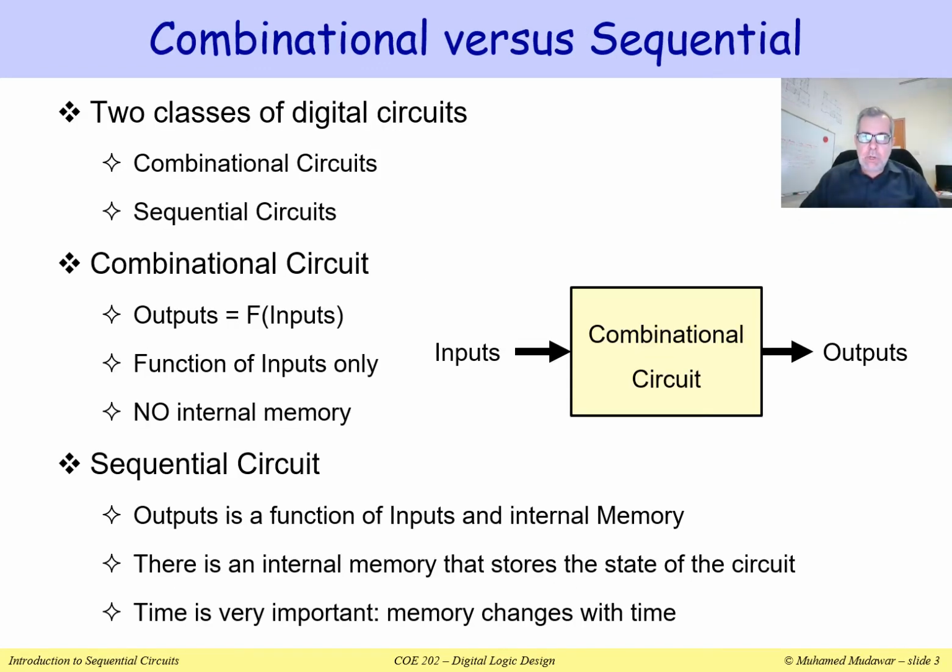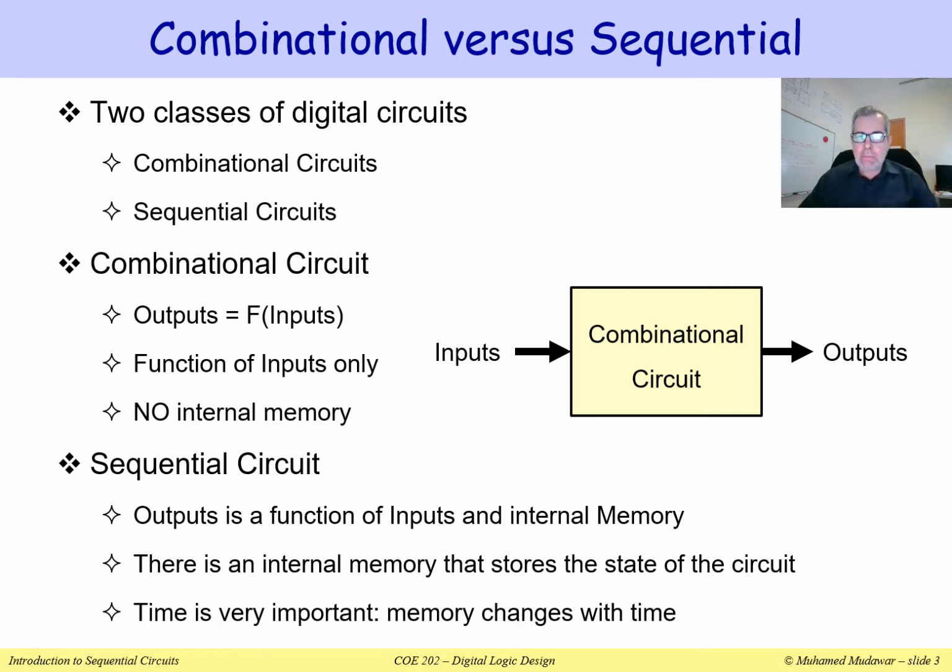So far we have seen combinational circuits at the beginning of this semester. Since the beginning of the semester until now, all my discussion was about combinational circuits. So there are two different classes of digital circuits. We have combinational circuits and also we have sequential circuits. So what is the difference between these two?